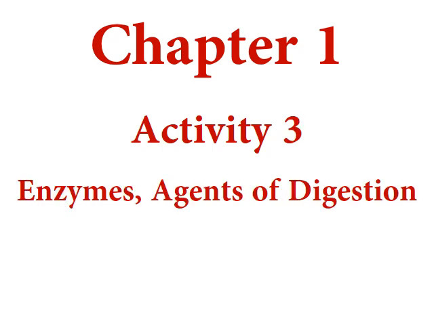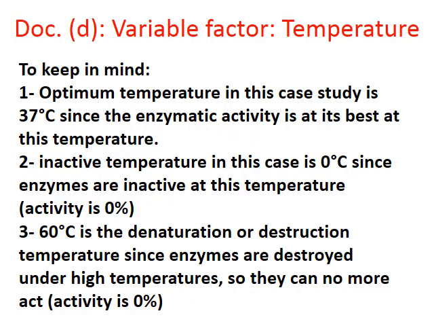Chapter 1, activity 3. Enzymes are the agents of digestion. So you have to keep in mind here, the optimum temperature for the working of an enzyme is 37 degrees Celsius. Enzymatic activity is best at this one. That's why it's called optimum temperature. Inactive temperature is 0 degrees Celsius. Since enzymes are inactive at this temperature, activity is 0%.